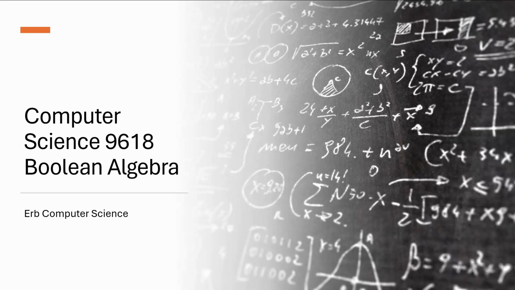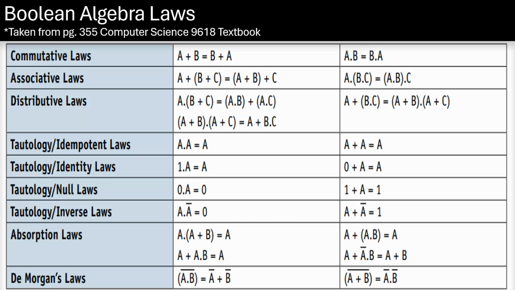In this video, we're going to continue with the Computer Science 9618 A-Level curriculum, taking a look at how to simplify Boolean algebraic expressions. So these are the rules. I took this from page 355 of the Computer Science 9618 textbook. These are very simplified and, unfortunately, Cambridge is not going to give you things that look this easy, but we're going to be applying them today.